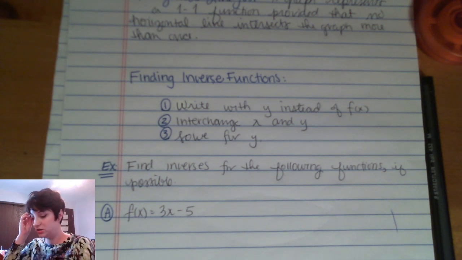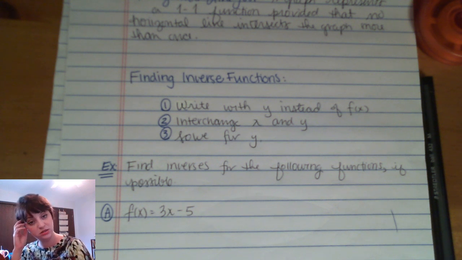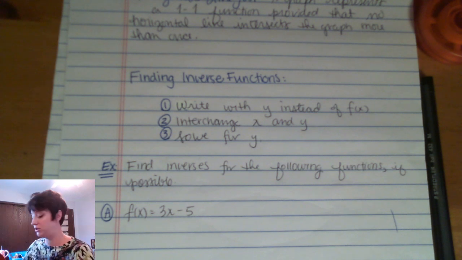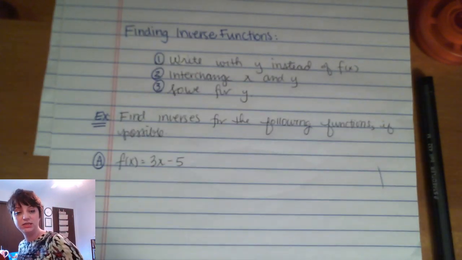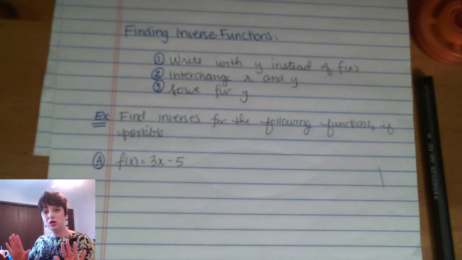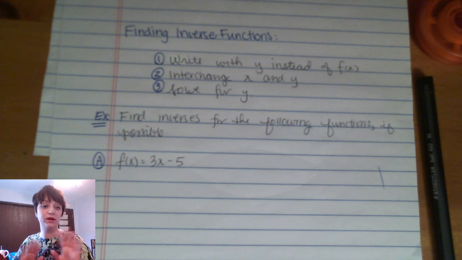All right, so let's get into doing some finding inverse function equations given the original function. So there are 3 steps. You're going to write it with y instead of f of x, then you're going to interchange x and y, and then you solve for y. So our first example is f of x is 3x minus 5. Now again, these are inverse functions, meaning they should undo whatever the function does.